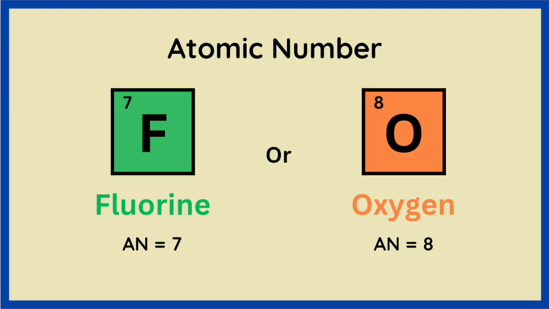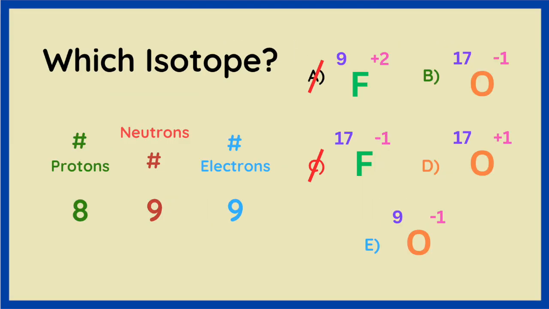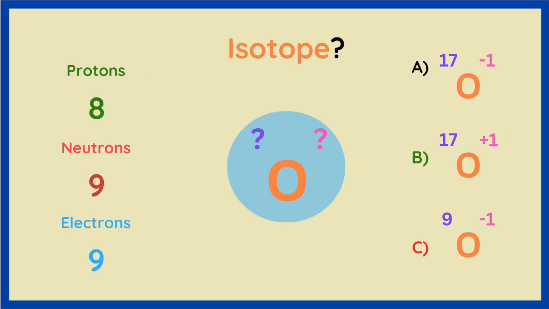interest? Well, when comparing the two elements side by side, we see that they each have a different number in their elemental box called the atomic number. For fluorine, it's 7, and for oxygen, it's 8. The great news is that atomic number is also the exact same thing as proton number, so we're going to have 7 protons and 8 protons respectively. Therefore, we can eliminate choices A and C, because if our isotope has 8 protons, it must also be the element of oxygen. So let's start building our isotope.